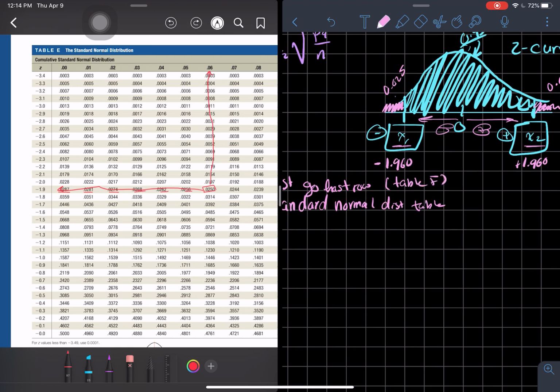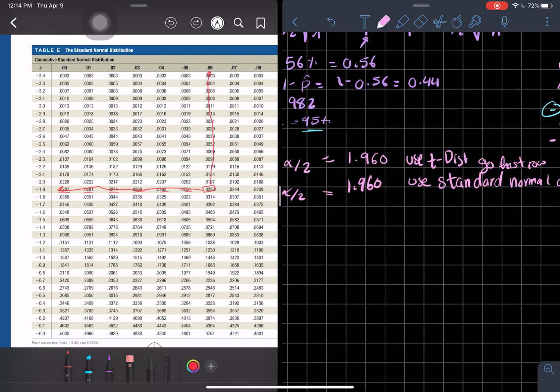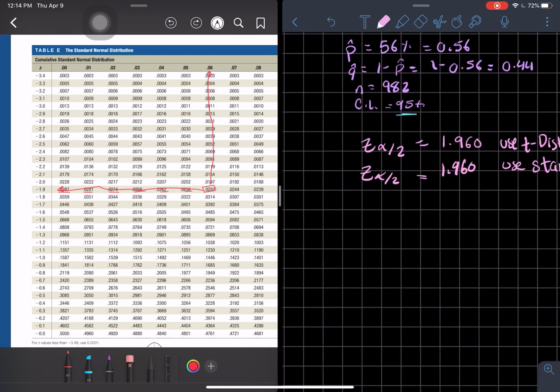It's in the back of the book, and this is table E, if any of you are wondering, because this is the Bluman 9th edition. I don't know if the 10th edition is the same, but I'm pretty sure all of the books have it. Just look around for it.